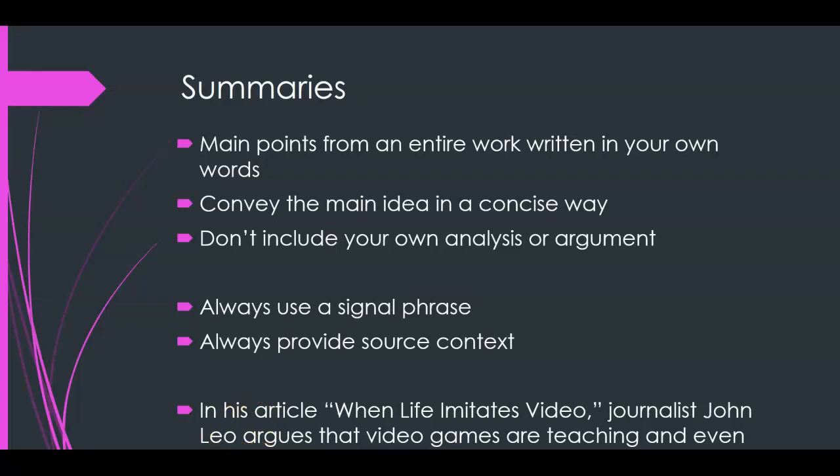So this is his whole main point. And then I have included the title of the article as well as his name and the word journalist to give some context. So that's all that we're doing. It doesn't have a page number because I'm not referencing something specific from his article. I'm referencing the whole article. And so that's how you can use a summary to give a big picture idea of what an author argues in an article.